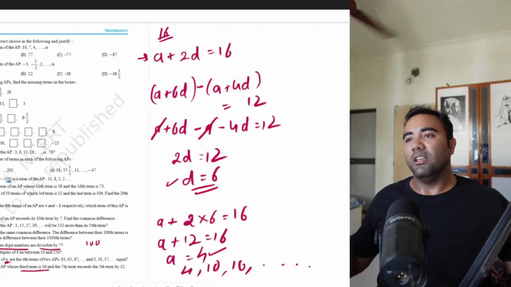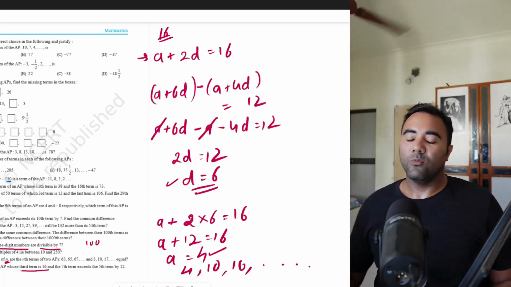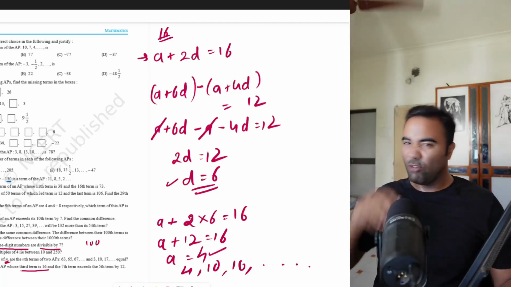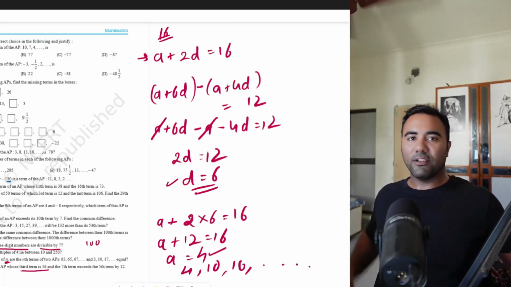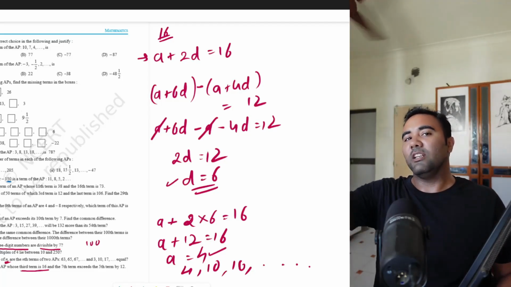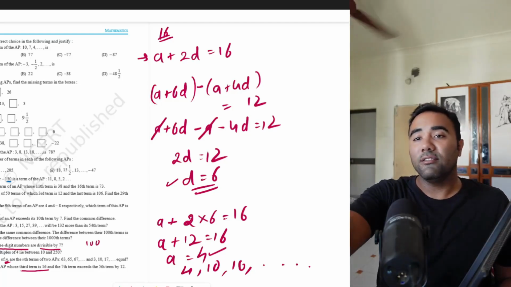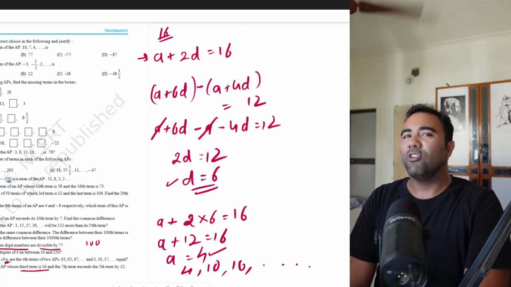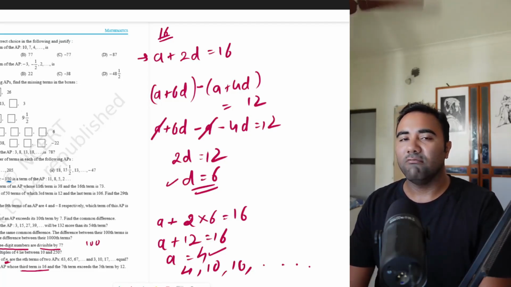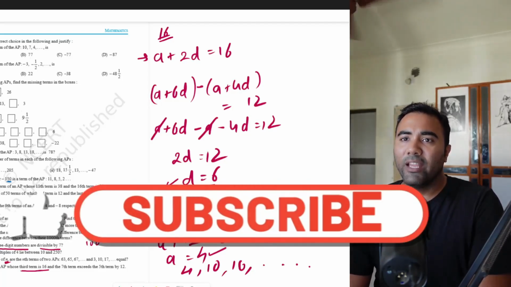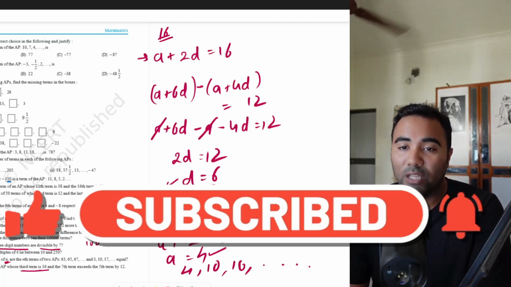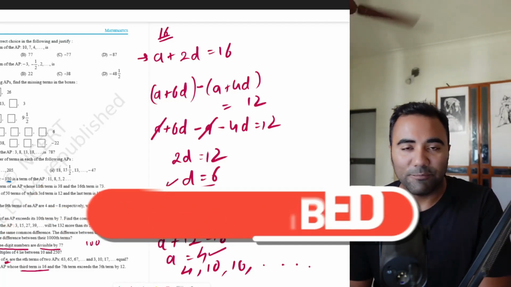Alright, so this was your exercise 5.2. In the next video, we will learn a new formula, the sum of an AP. If there is an arithmetic progression, how do you calculate the sum of all those numbers? It has a slightly different formula than what we know right now, and then we will do exercise 5.3. Towards the end, we will practice some difficult questions that are usually asked in the exam. Thank you for watching.